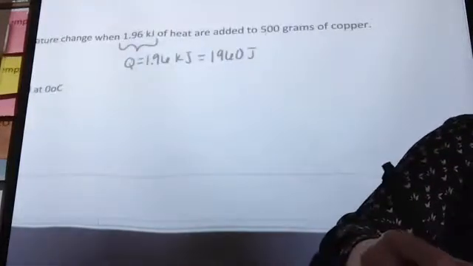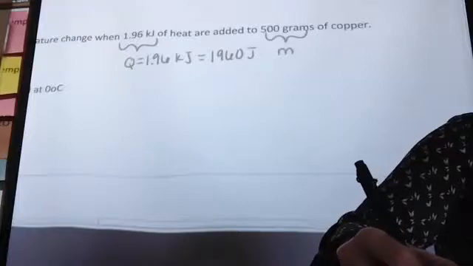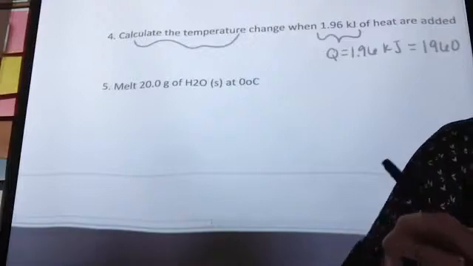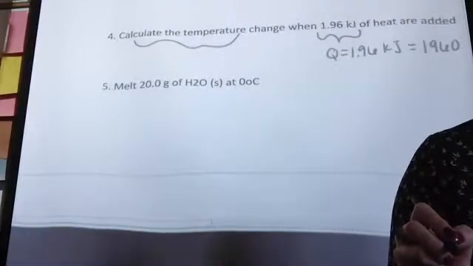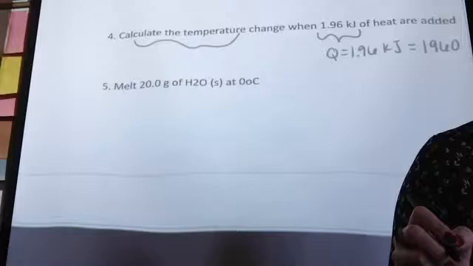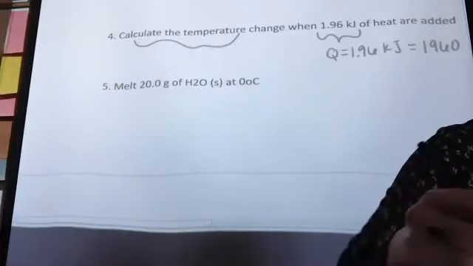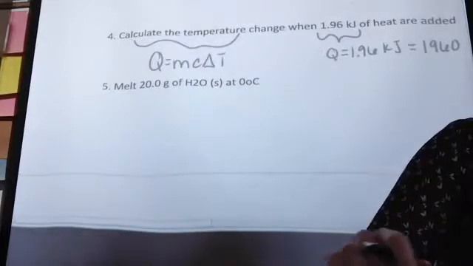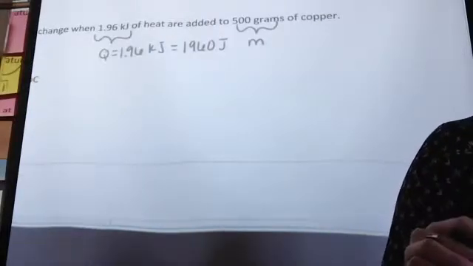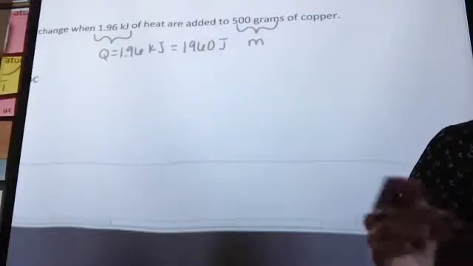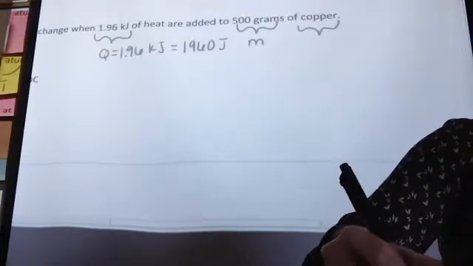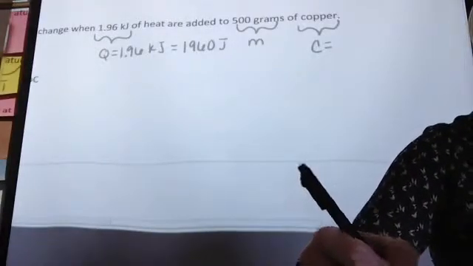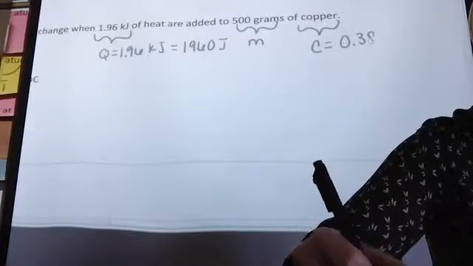My mass is 500 grams. I am calculating temperature change. So that's the first key. I know that it's not a phase change, it's a temperature change. When it's a temperature change, the heat equation that I am using is Q equals mc delta T. Copper, the only thing that I need left is the specific heat. The specific heat of copper on the front of your reference tables is 0.385.